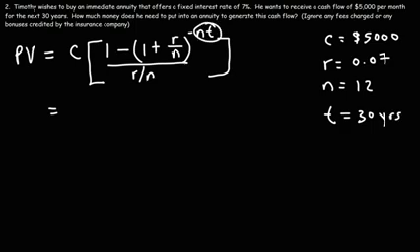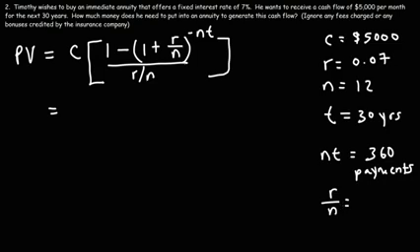So NT would represent the total number of payments. If you multiply 12 by 30, you're going to get 360 payments. And then R over N, that is the monthly interest rate. If you take 0.07 and divide it by 12, you'll get 0.00583 repeating. But I'm going to leave it as 0.07 over 12.